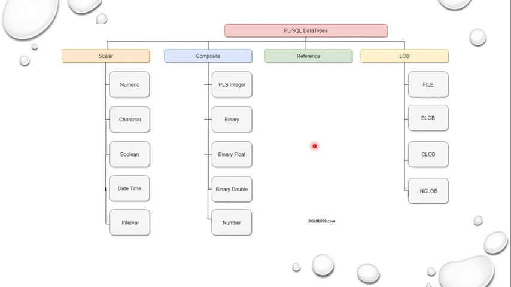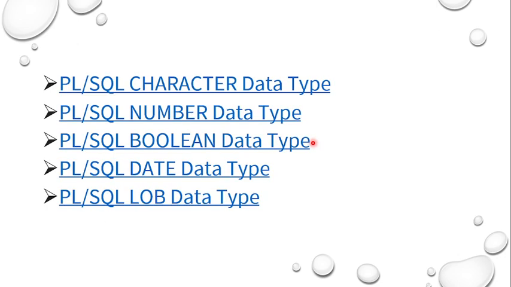Now we see one by one: the PL/SQL character data type, number data type, Boolean data type, date data type, and LOB data type. These are very important, because when you start the practical session, you can easily understand why and how we use them and how they are useful.